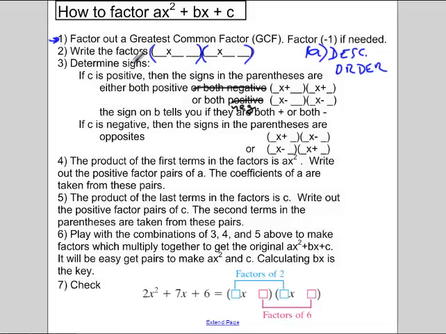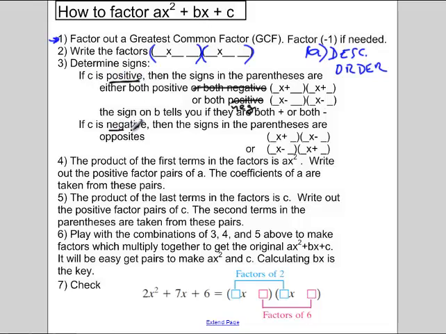But anyway, we have to determine the signs. These signs here, inside the factors, we have to determine the signs. If C is positive, in other words, if that number is positive, then this number times that number multiplied together gives me C. So that's either both positive, a positive times a positive would give me positive, or a negative times a negative would give me a positive. And that's again if C is positive.